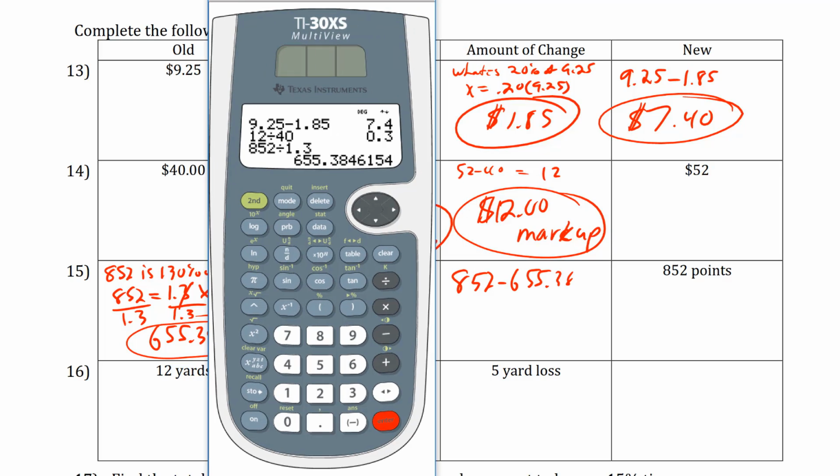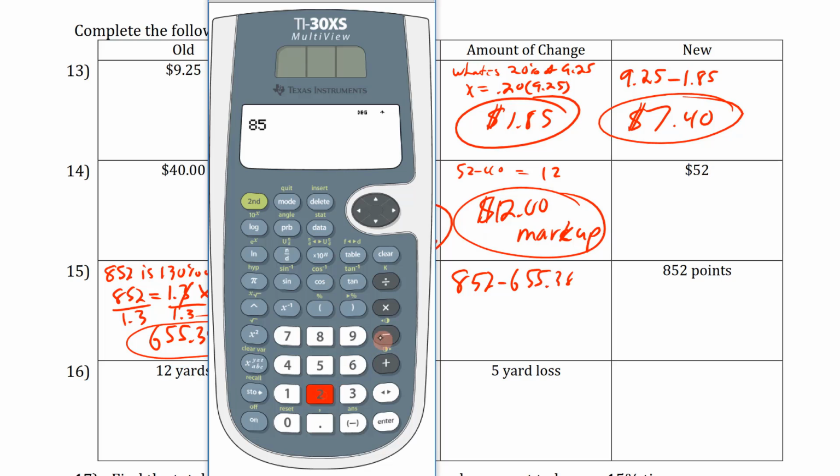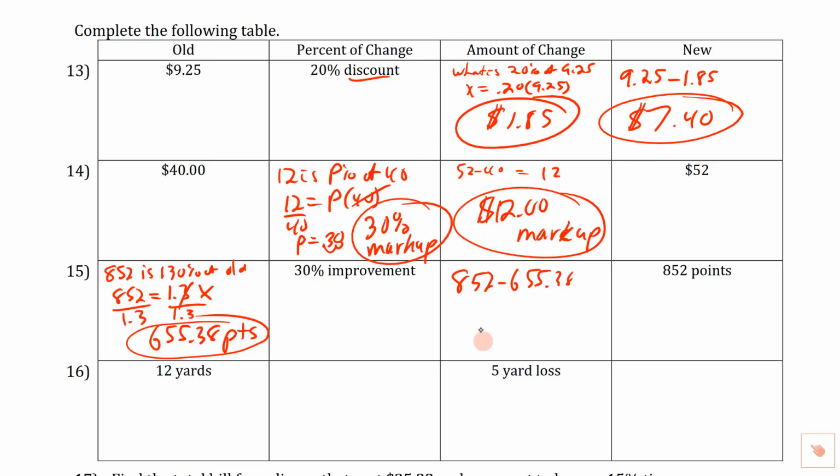problem here. So we're going to do, clear this off, 852 minus 655.38. And we'll hit enter. 196.62. Okay. All right. So we've got that one taken care of, and then let's take a look down here.